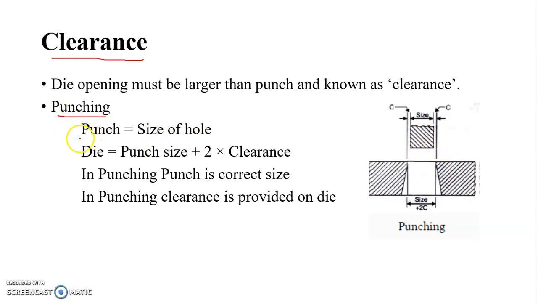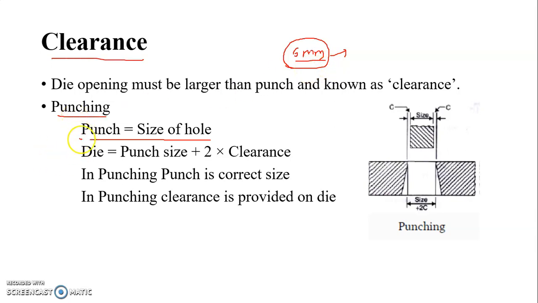In punching, the punch is the size of the hole. If we have to punch a hole of 6 mm diameter, then this size will become the size of the punch in the punching operation. And what will be the size of the die? We have to use the clearance characteristic for finding the die size.